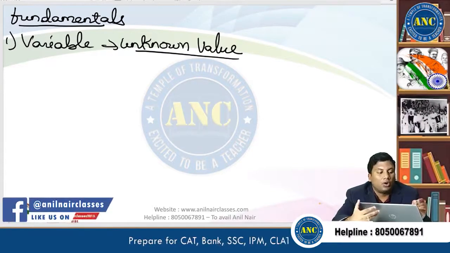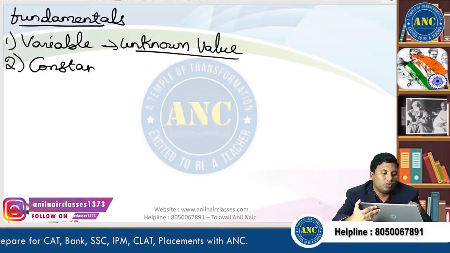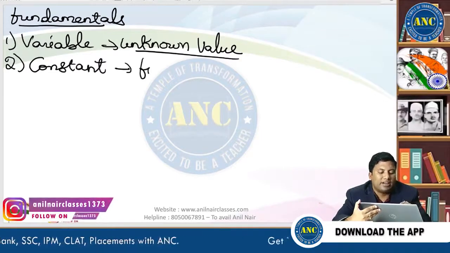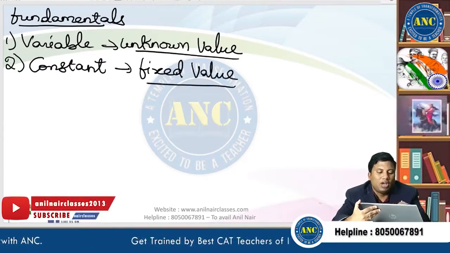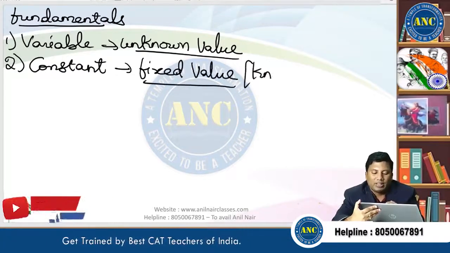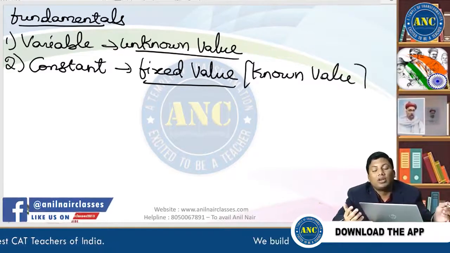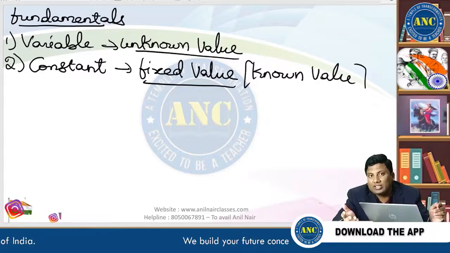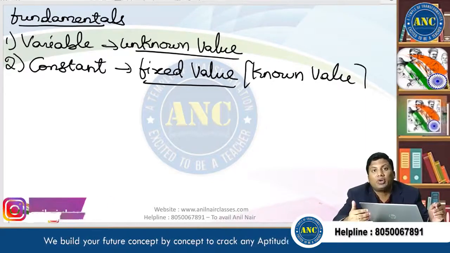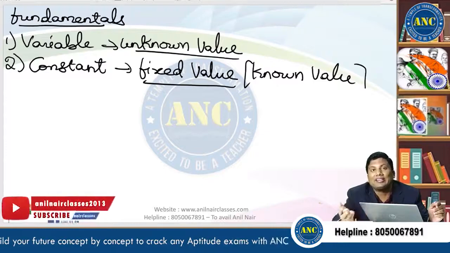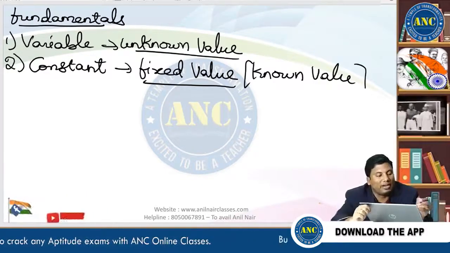Variable is an unknown value. Constant is a fixed value, or the known value. The value which is known to us is called constant. The value which is unknown to us, or the value which we need to determine or calculate, the value that is missing in the question, that is called variable.